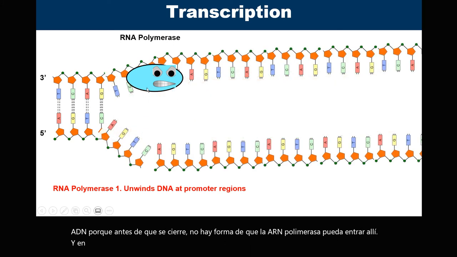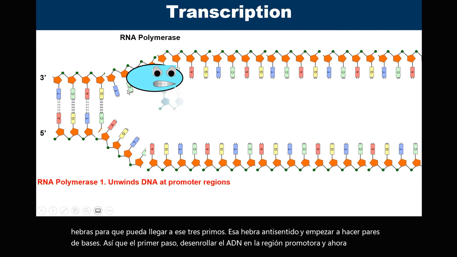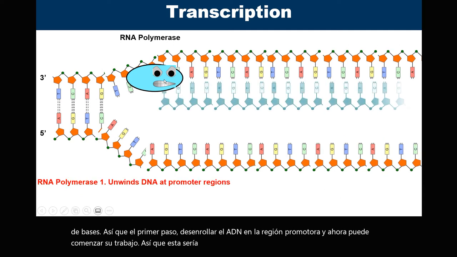So first thing it has to do is actually separate the strands so that it can get on that 3' antisense strand and start making base pairs. So step 1, unwind DNA at the promoter region, and now it can start its job. So this would be the initiation, right? So once it's able to do that, we can elongate.